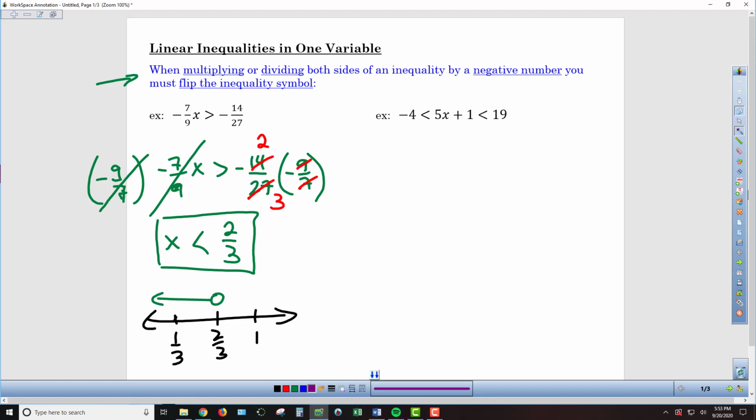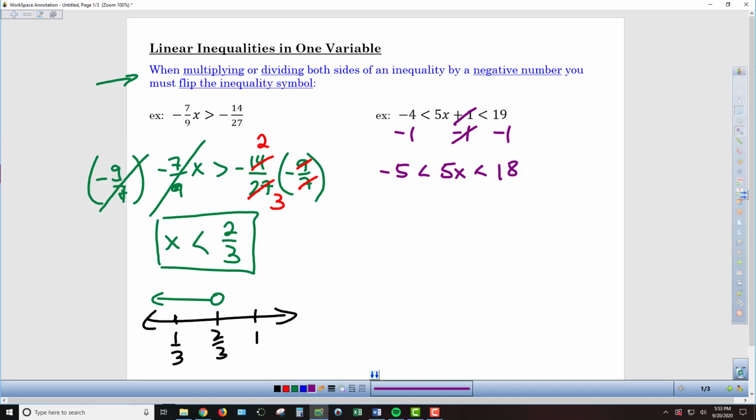So I need to solve for x. To solve for x, I'm going to have to subtract 1. I have to undo my addition or subtraction. And so now I'm just going to subtract it from both sides of the problem. So I've got now 5x left in the middle. I haven't divided by a negative or multiplied by a negative, so my inequality symbols stay the same. So then on the left there, I've got negative 4 minus 1, negative 5. And then on the right hand side, 19 minus 1, we get 18.